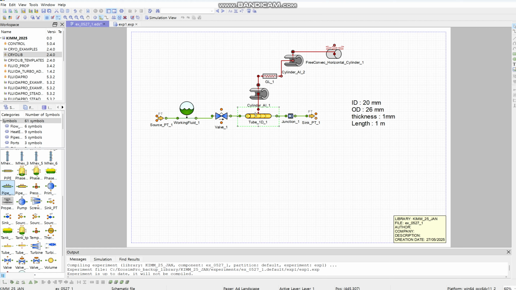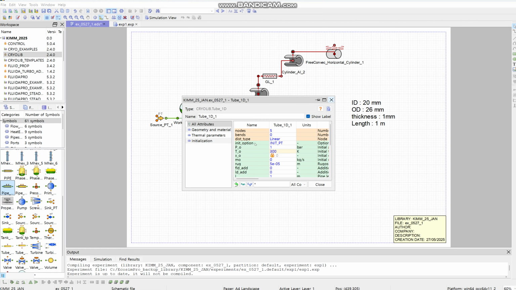The flow channel is represented by the tube 1D model, and this is the inner wall, this is the insulation layer, this is the outer wall, and this is the ambient. The inner diameter is 20 millimeter, and the outer is 26 millimeter. The thickness of the wall is 1 millimeter, and the length of the pipe is 1 meter. There are 5 nodes in the tube.